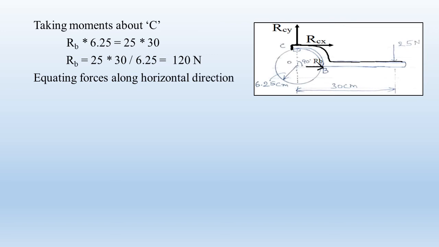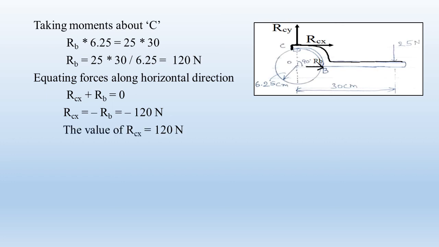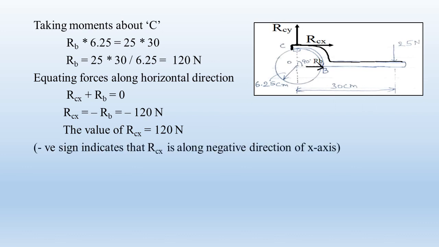Equating forces along horizontal direction, RCX plus RB equals 0. RCX is minus RB, that is minus 120 newtons. The value of RCX is 120 newtons. The negative sign indicates that RCX is along the negative direction of x-axis. Equating forces along vertical direction, RCY equals 25 newtons.